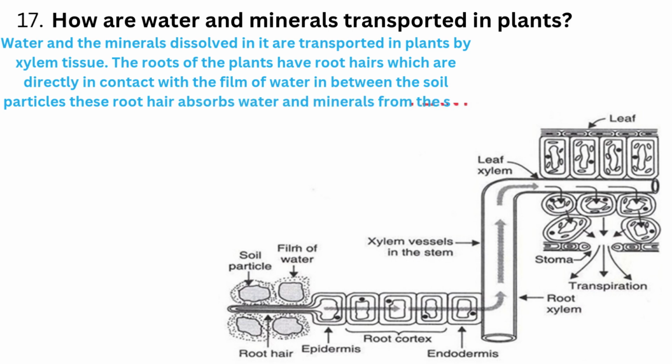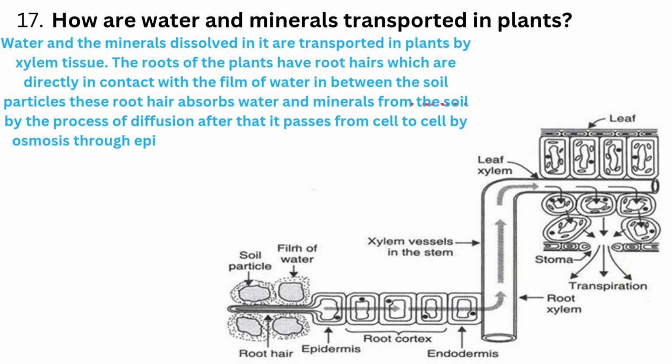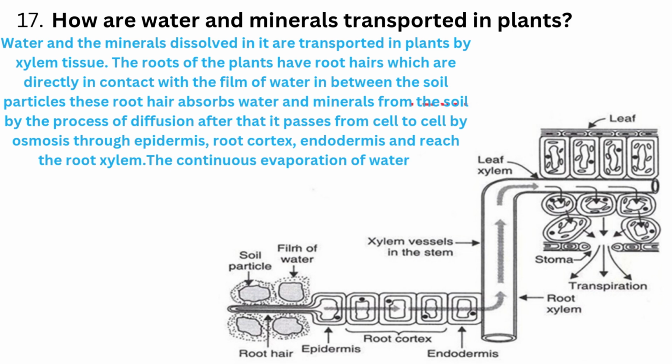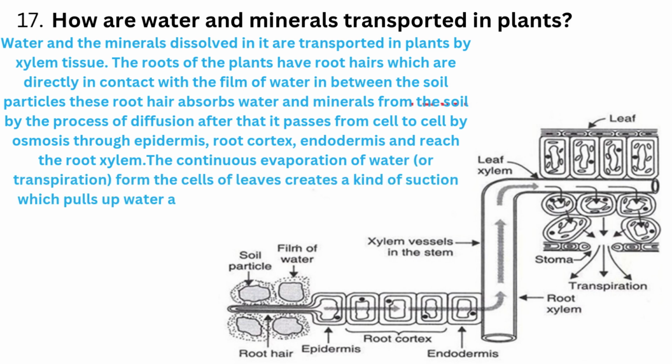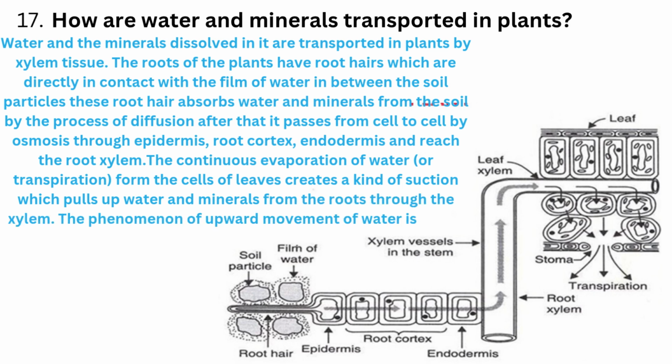These root hairs absorb water and minerals from the soil by the process of diffusion. After that, it passes from cell to cell by osmosis through the epidermis, root cortex, endodermis and reaches the root xylem. The continuous evaporation of water, or transpiration, from the cells of leaves creates a kind of suction which pulls up water and minerals from the roots through the xylem.